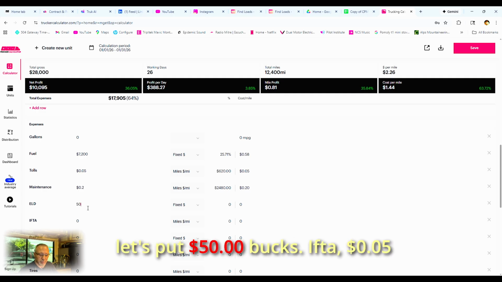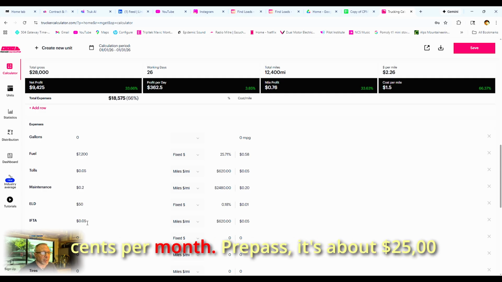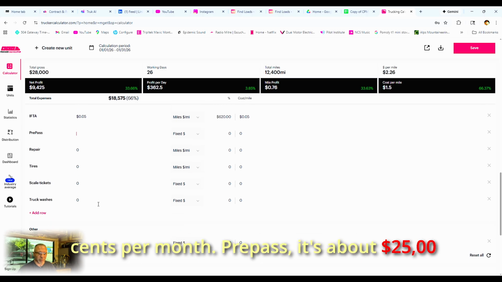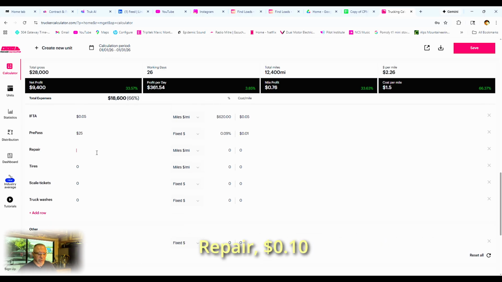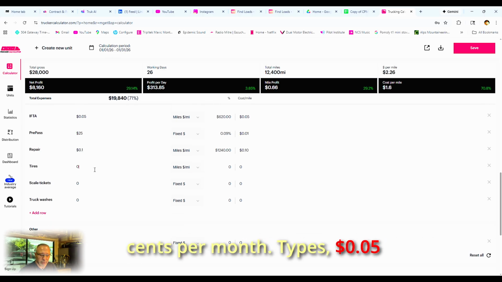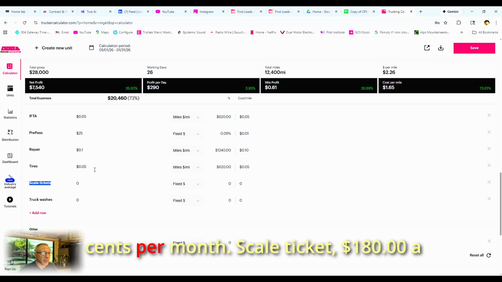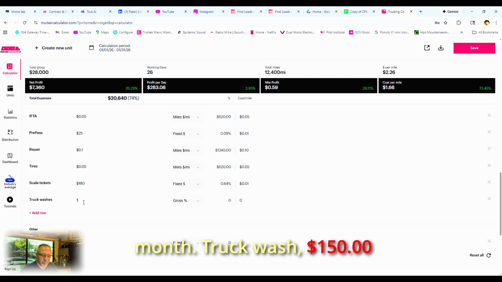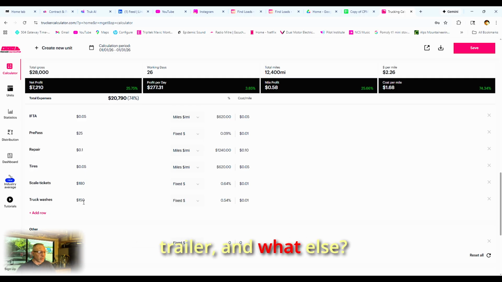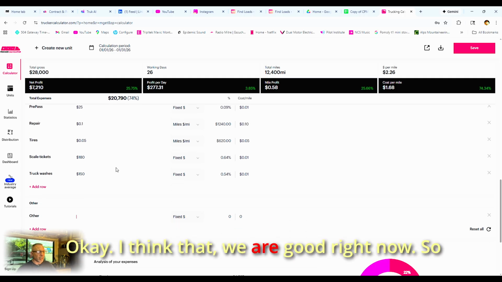ELD, let's put 50 bucks. IFTA 0.05 cents per mile. Pre-pass is about $25 per month. Repair 10 cents per mile. Tires 0.05 cents per mile. Scale ticket 180 a month. Truck wash 150, truck with trailer, and what else? Okay, I think that we are good right now.